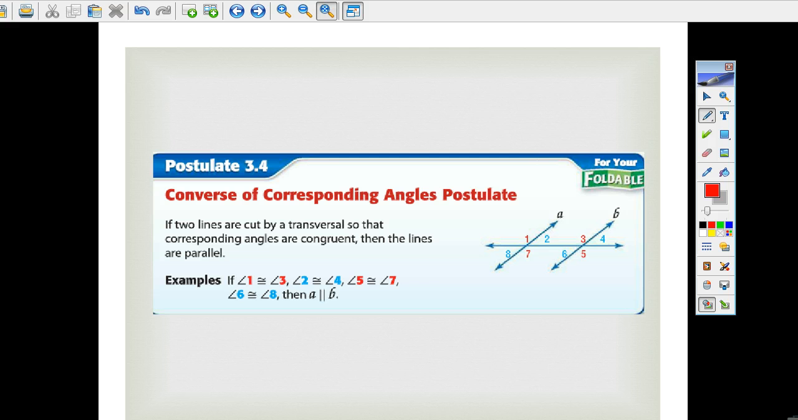Converse of the corresponding angle postulate. If two lines are cut by a transversal so that corresponding angles are congruent, then the lines are parallel. So it's the other way around. Instead of saying if they're parallel, their corresponding angles are congruent, it says if you have two congruent corresponding angles, then the lines are parallel.